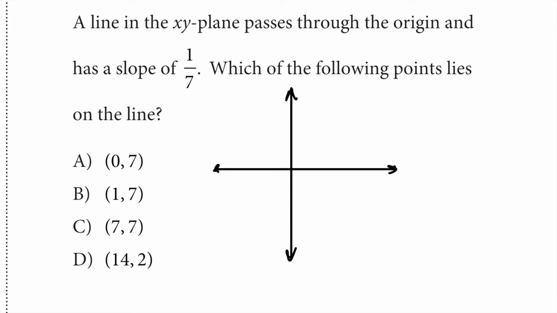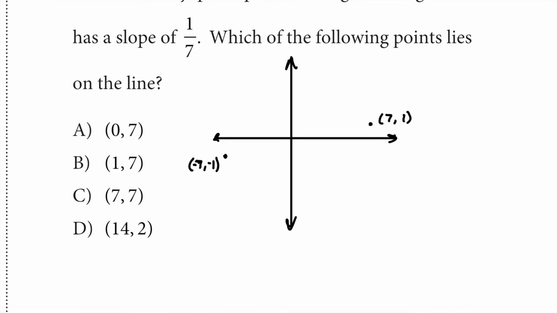We're going to say, if the slope is 1/7, that means that we go up 1 and right 7. So here we have the point 7, 1. Or we can go down 1 and left 7, and we get -7, -1.